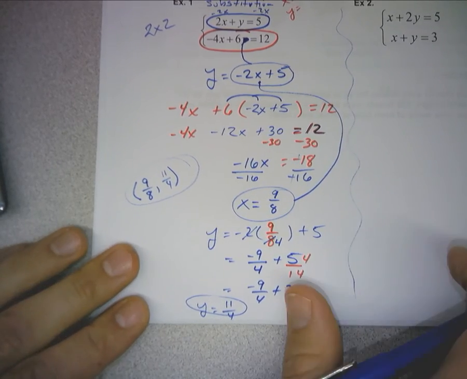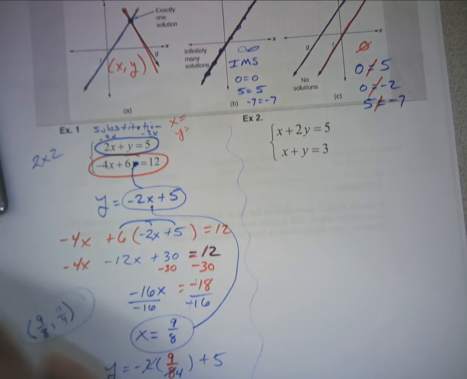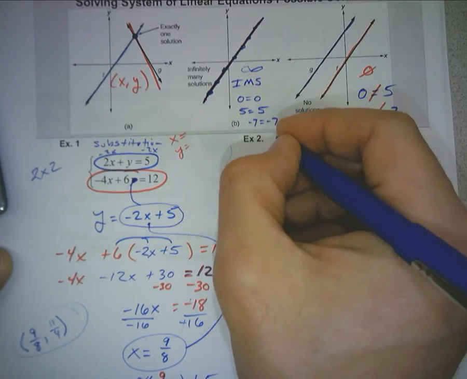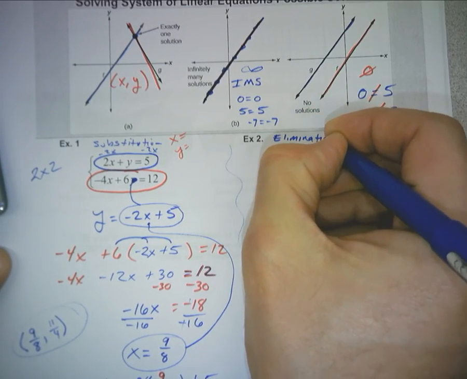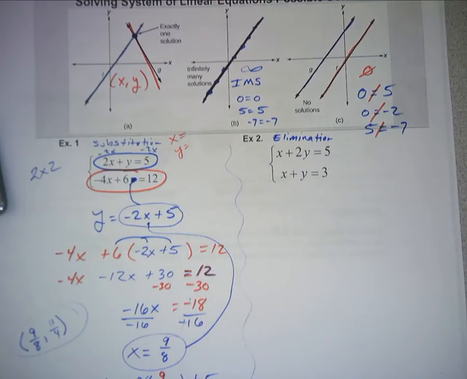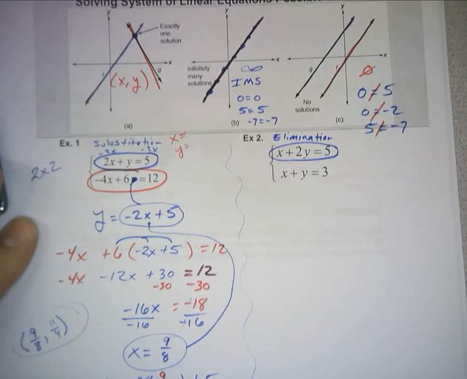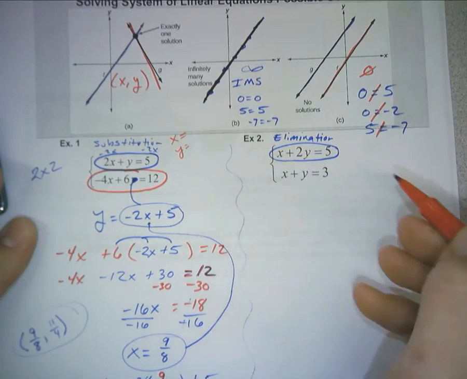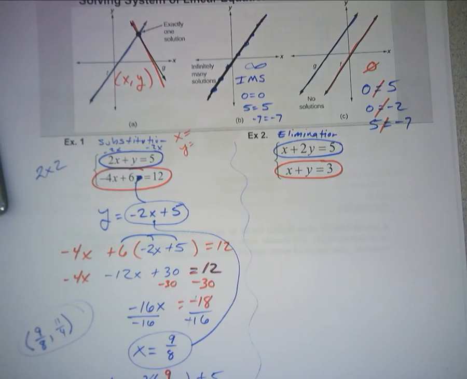The next one. Example 2, we got elimination. All right. So for example 2, I've got 2 equations. First one I got in blue is x plus 2y equals 5, and the second one in red is x plus y equals 3. Okay?